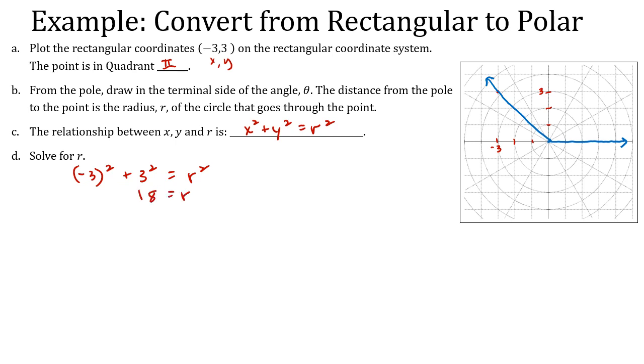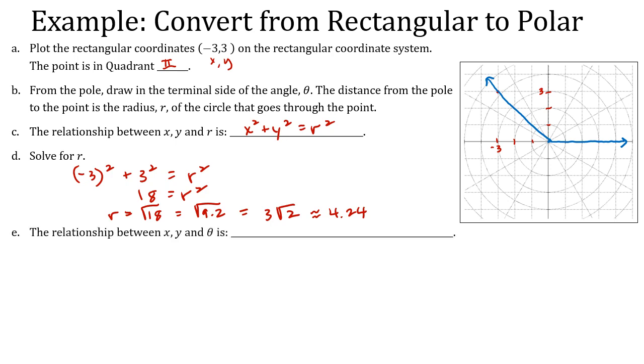So r is going to equal the square root of 18, which is the square root of 9 times 2, and we're going to write that in simplified form as 3 root 2. And 3 root 2, by the way, is approximately 4.24. I like to have that approximate in there if I'm going to be asked to graph this.